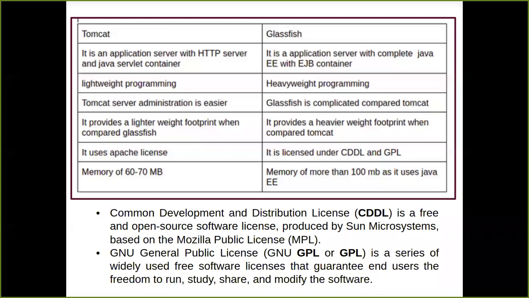Okay, your Tomcat server uses the Apache license, and Glassfish has a license under CDDL and GPL. Now, what do we mean by CDDL and GPL? CDDL is the Common Development and Distribution License. This is a free and open source software license, so you don't have to pay anything, and it was produced by Sun Microsystems.